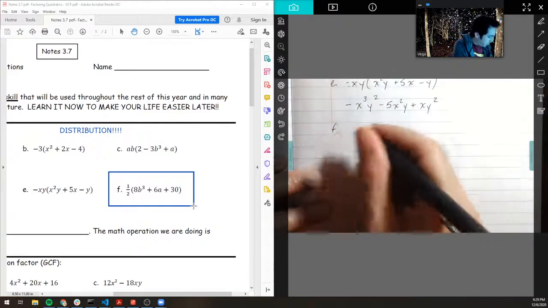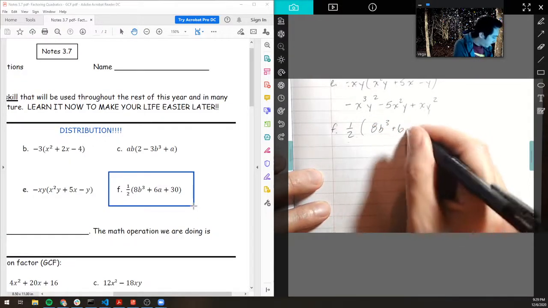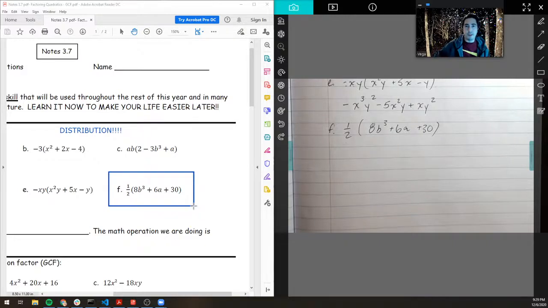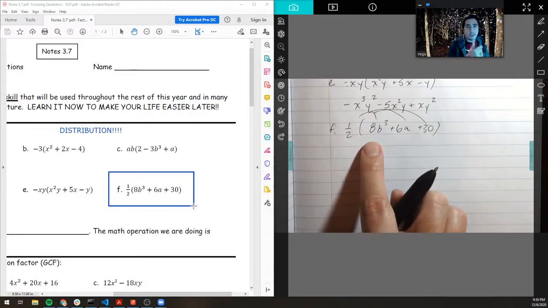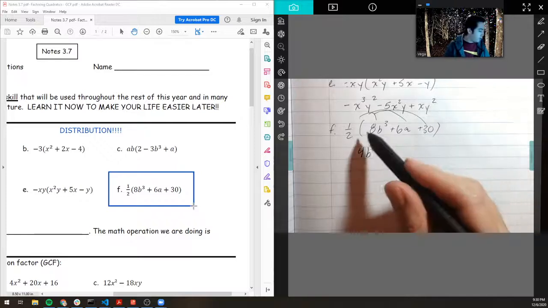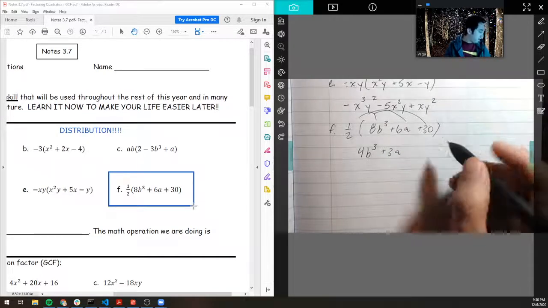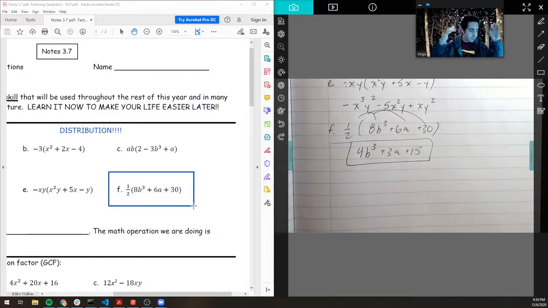You're just distributing. So 1/2 here times 8b cubed plus 6a plus 30. Here we don't have an exponent, we don't have a variable that we're multiplying in front of this expression. We just have 1/2 times this whole thing. So again, just multiply everything. You have 8 of something, 8b cubed. 1/2 of 8 is 4 of that something, so 4b cubed. You have 6 of something, here it's a. 6a. Half of 6a is 3a. And then half of 30 is 15. So again, that's just distribution. You're just multiplying everything against everything, right?